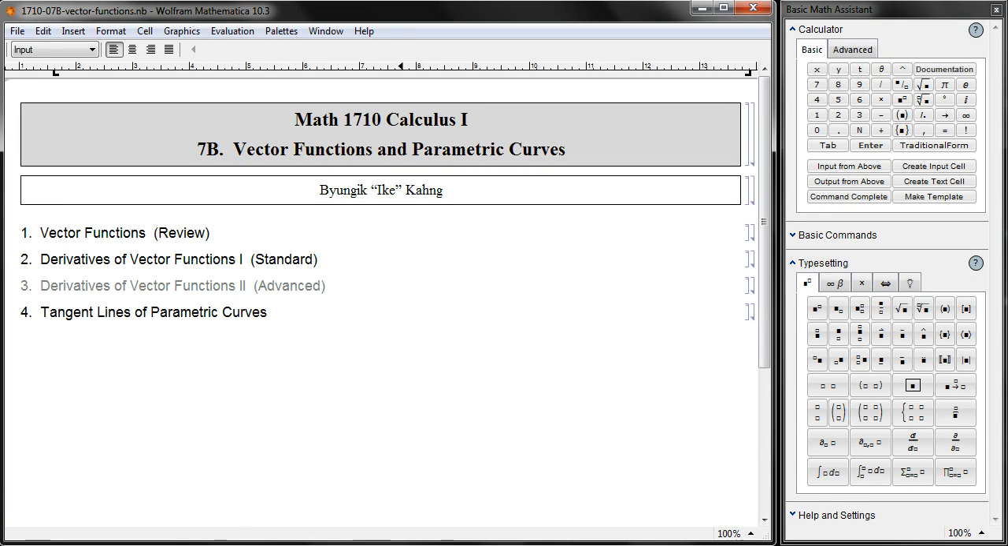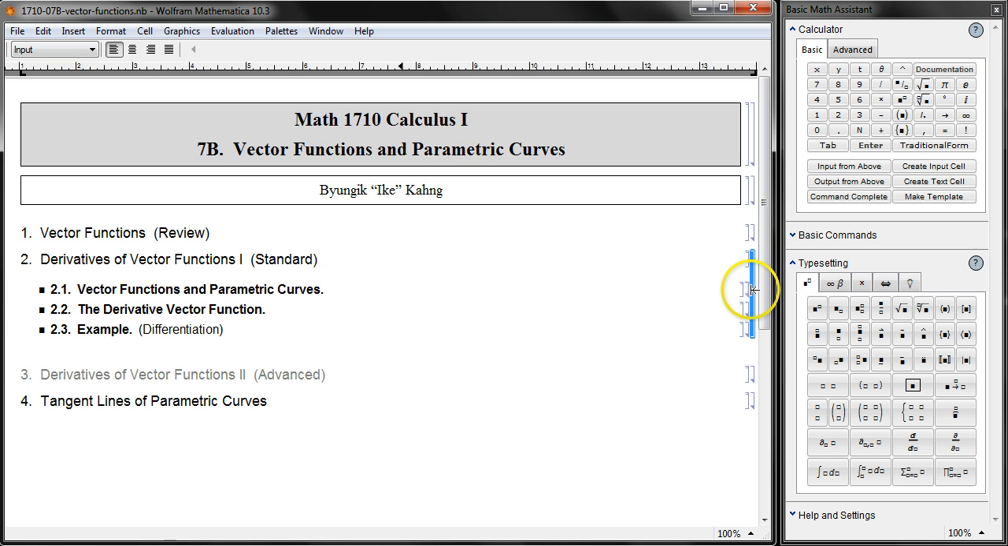Section 2 and Section 3 of this notebook are about the derivatives of vector functions. In Section 2, we study the algebraic computation. In Section 3, the geometrical aspect. The latter half of Section 3 will be a little bit too advanced for Calculus 1 level, so we'll probably end up skipping it altogether. In this video clip, we are going to cover Section 2 entirely and the first half of Section 3.